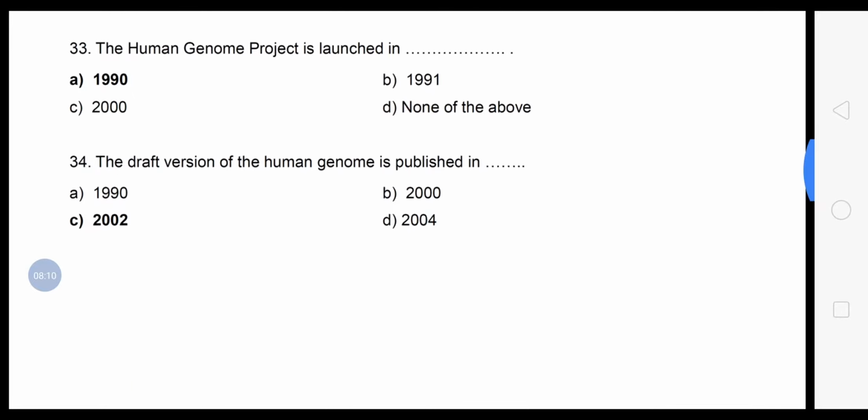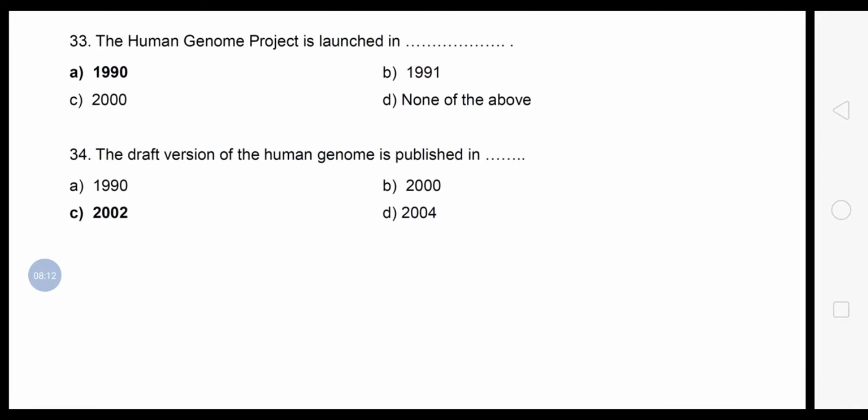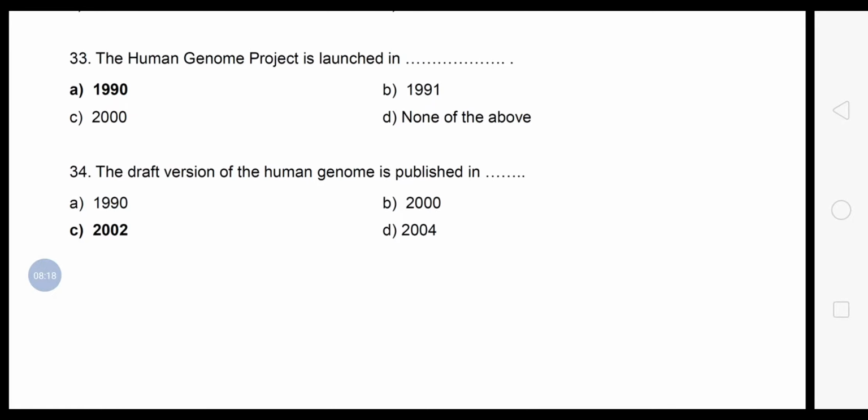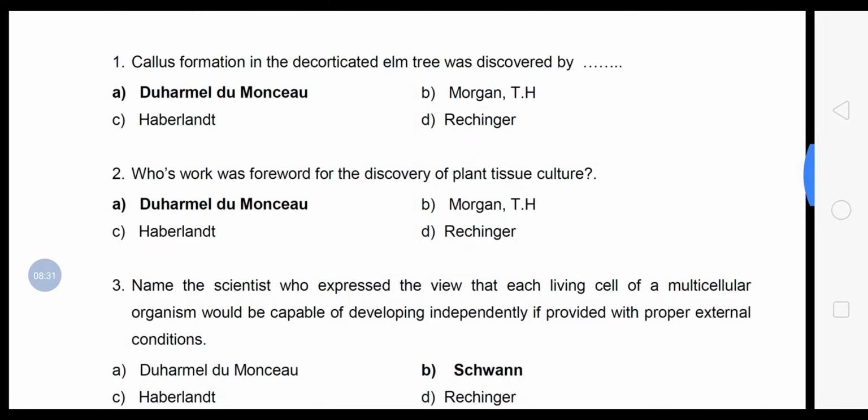Human Genome Project was launched in 1990. The draft version of Human Genome Project was published in the year 2002. Remember, Human Genome Project was launched in 1990, and after 12 years, the first draft version of the Human Genome was published in 2002. Next, we will discuss some of the basic information of tissue culture.